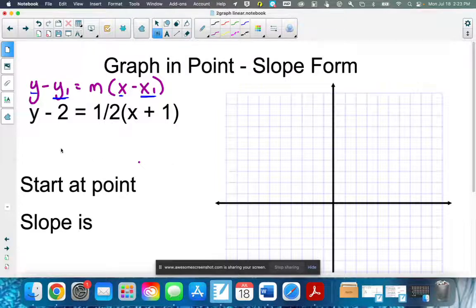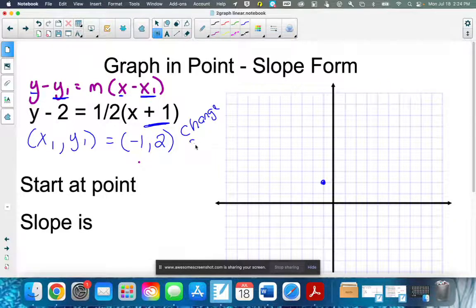There's one catch. Notice that there is a minus in front of both of those. You have to change the signs. So if x1 is here and it's +1, it actually becomes -1. And the y1 over here right now is a -2, so that becomes a +2. And that's just a random point that is somewhere on your line. So (-1, 2). There's your point that you're going to start at. And again, always change your signs.